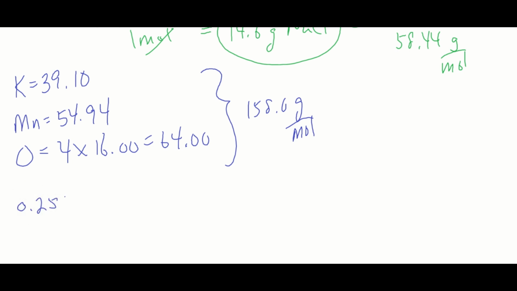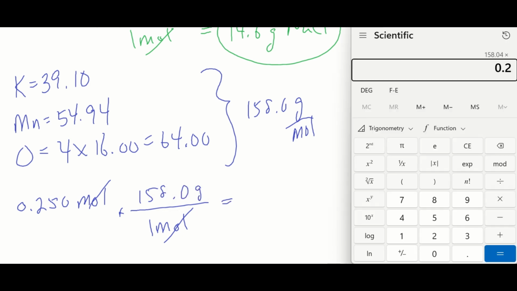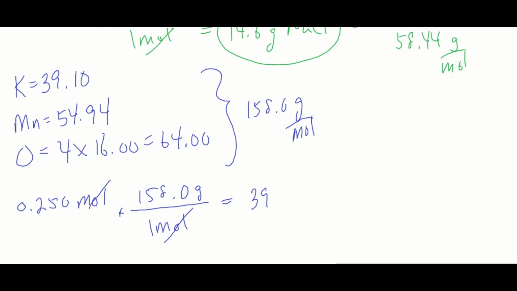We're asked if we have 0.25 moles of potassium permanganate, what's the mass? So let's cancel out moles. So 39.5 grams of KMnO4.